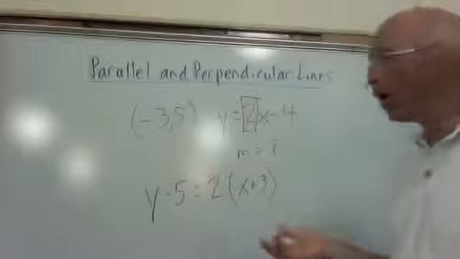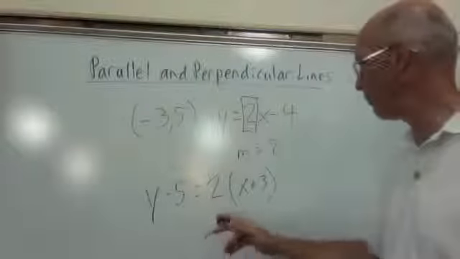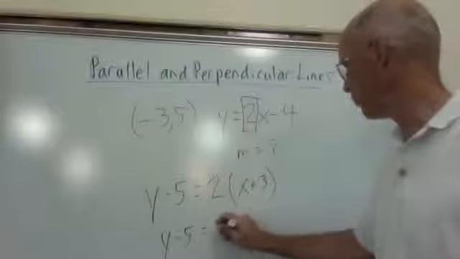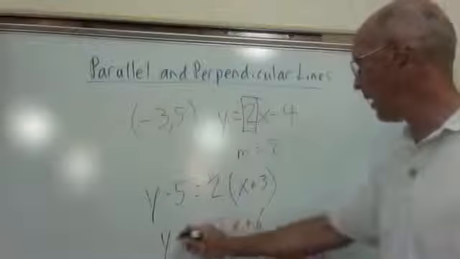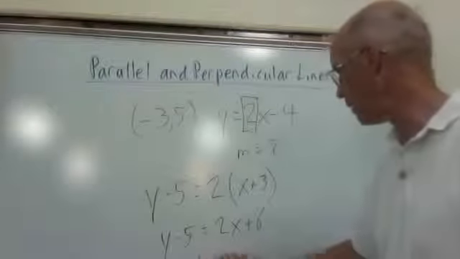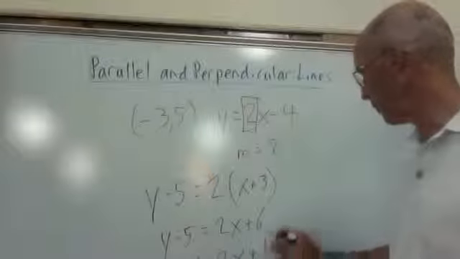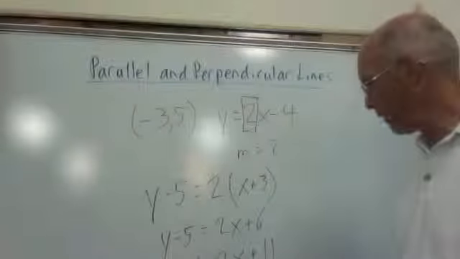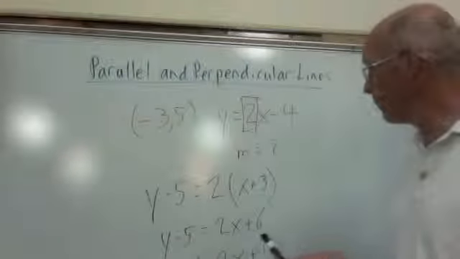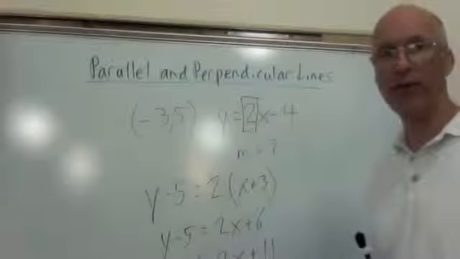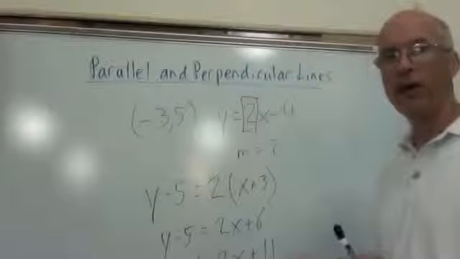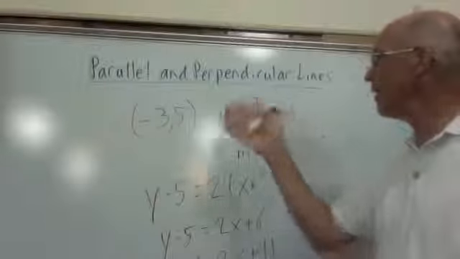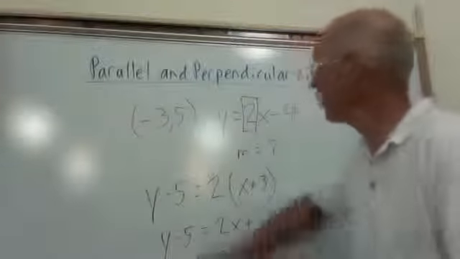So there we have it. Now all we've got to do is simplify it, and we have slope-intercept form. So y minus 5 equals 2x plus 6. Add the 5 to the other side. y equals 2x plus 11. And we have it. That is our new equation that has the same slope, but it's now passing through that point. Okay, does that make sense? So they'll give you a line, you harvest the slope out of that, take it, and then use it and put it through your new point.